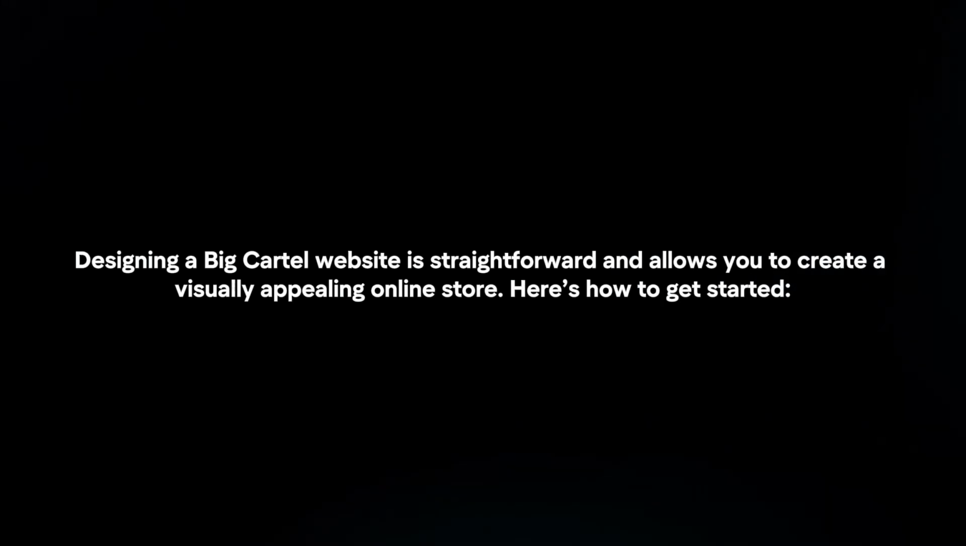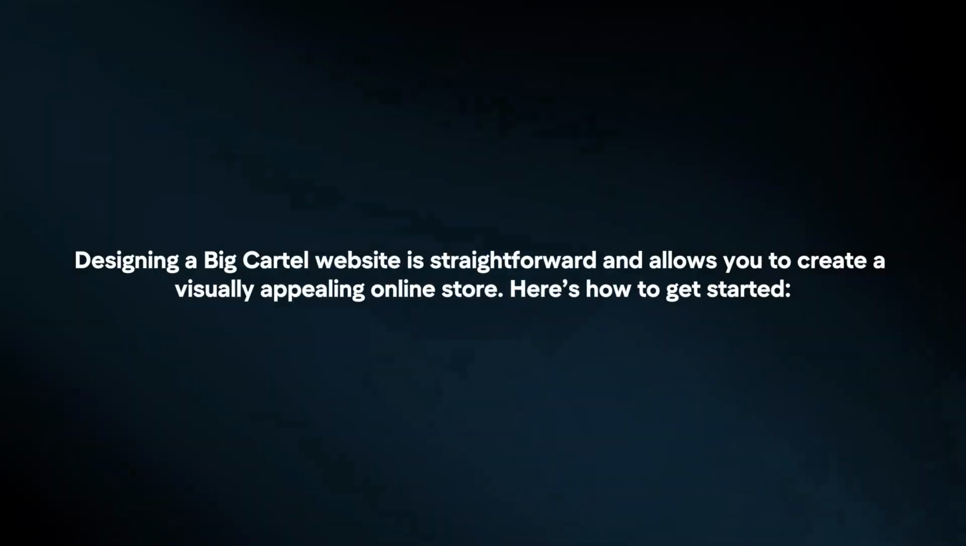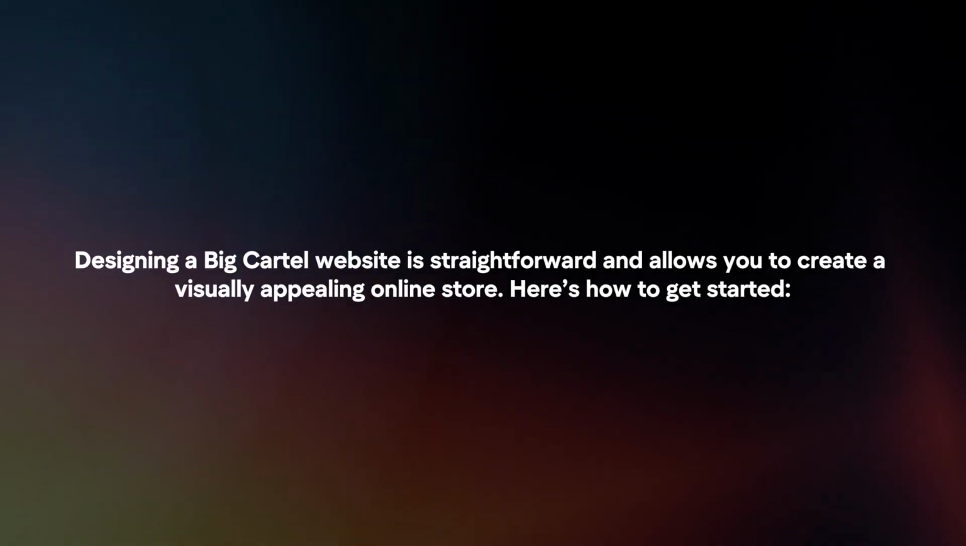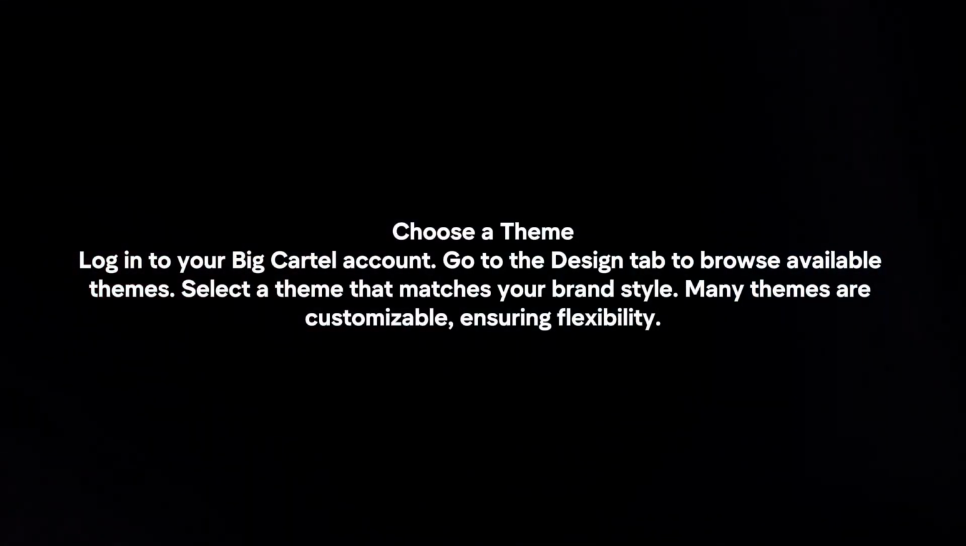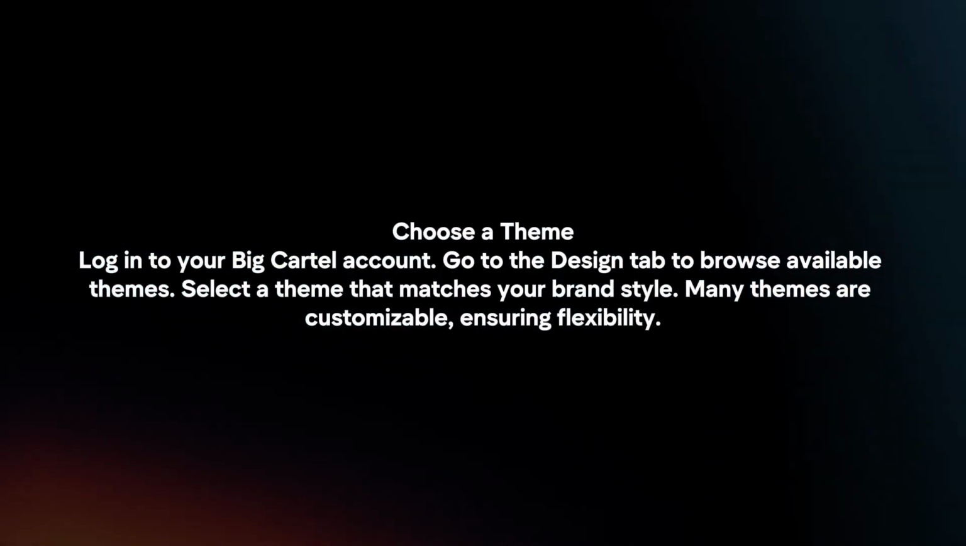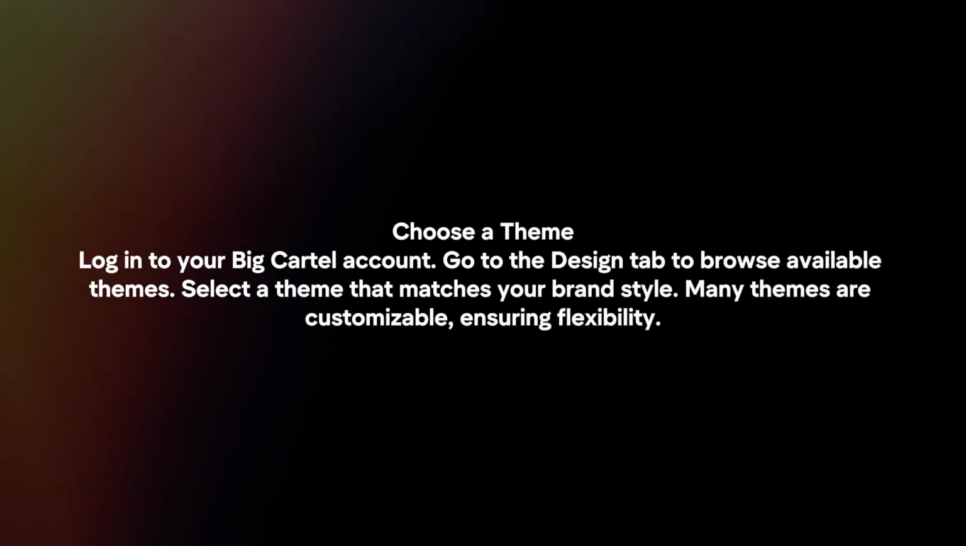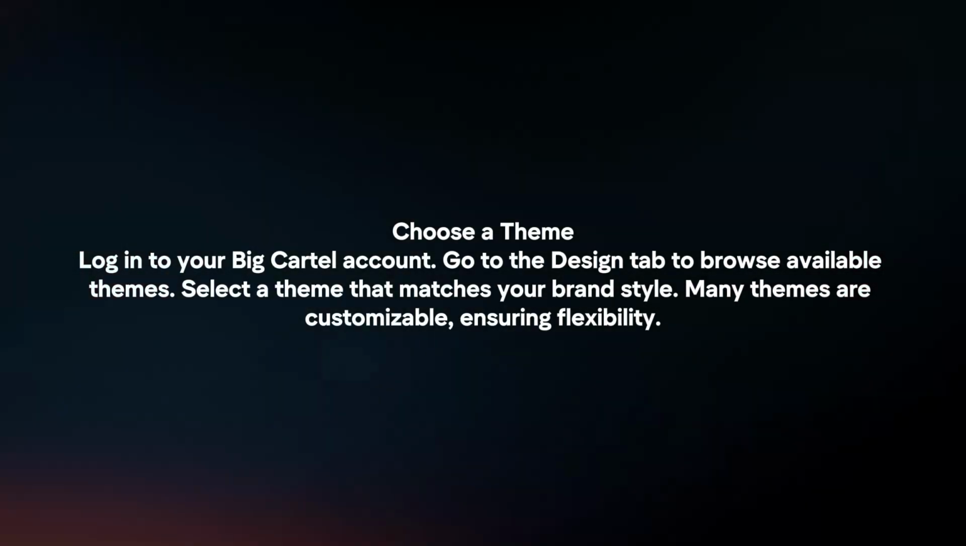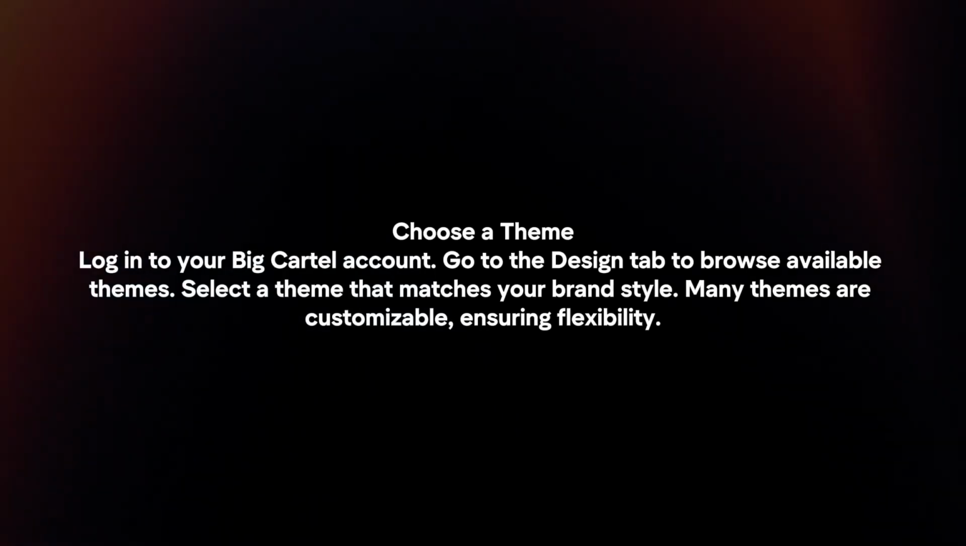Designing a Big Cartel website is straightforward and allows you to create a visually appealing online store. Here's how to get started. Choose a theme. Log into your Big Cartel account. Go to the Design tab to browse available themes. Select a theme that matches your brand style. Many themes are customizable, ensuring flexibility.